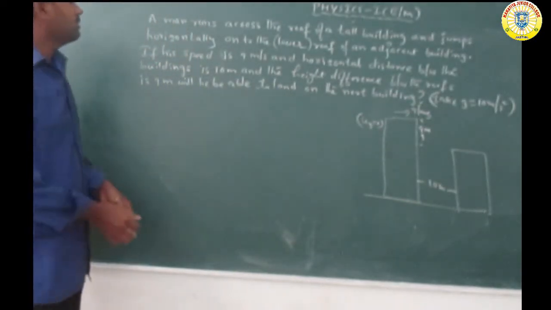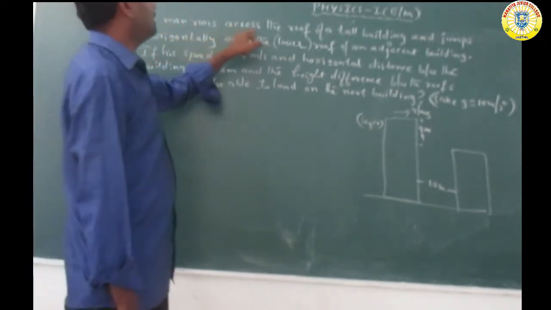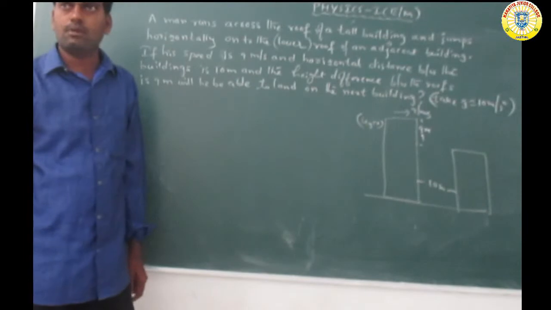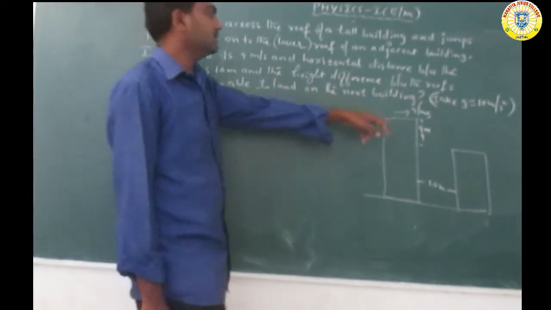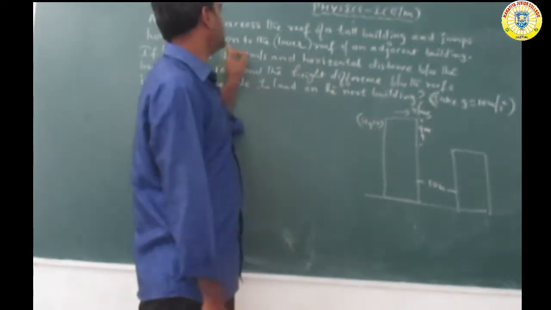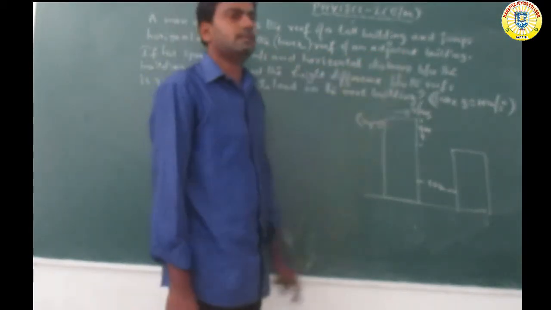Okay, now in this problem, a man runs across the roof of a tall building. He has two tall buildings, and jumps horizontally onto the roof of an adjacent building.